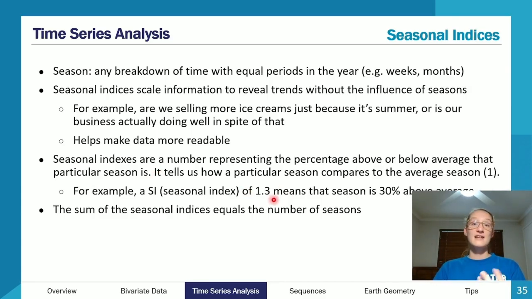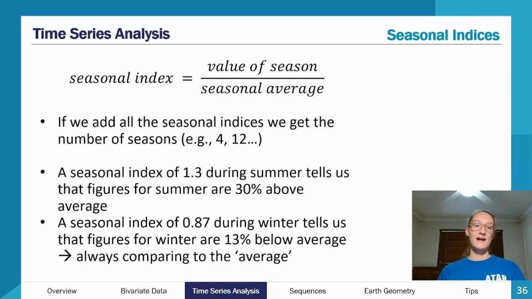So for example, a seasonal index of 1.3 means that that season is 30% above average. If we were doing ice cream sales throughout the year, and the seasonal index for summer was 1.3, that means ice cream sales in summer are 30% above average. So that's really important to keep in mind, that when we're interpreting seasonal indices, we're always coming back to what actually is the average. That's what we're coming back to.